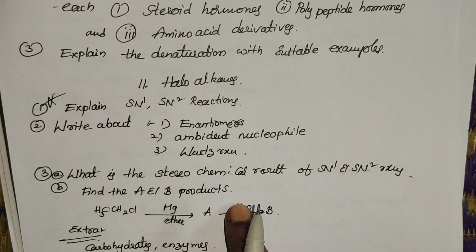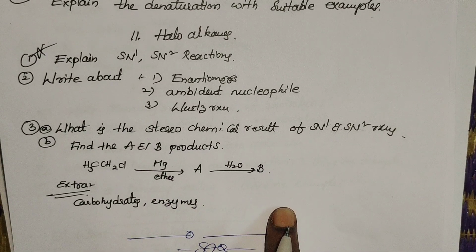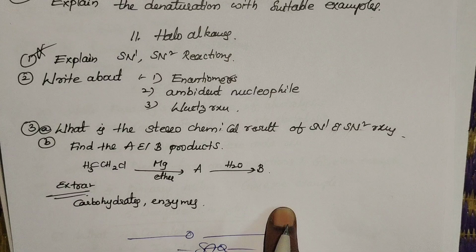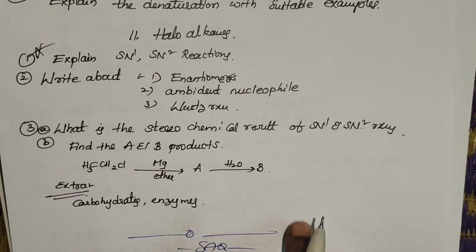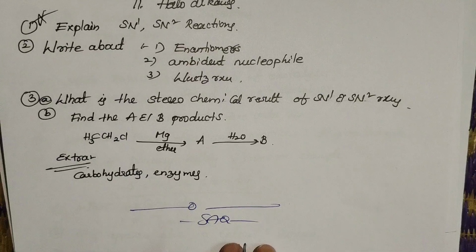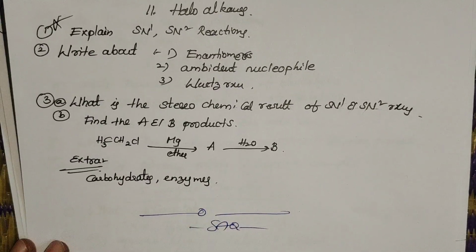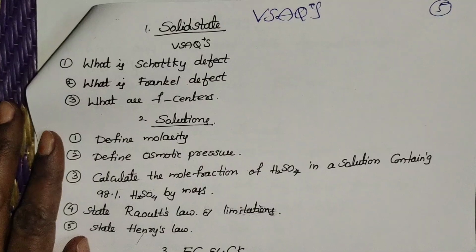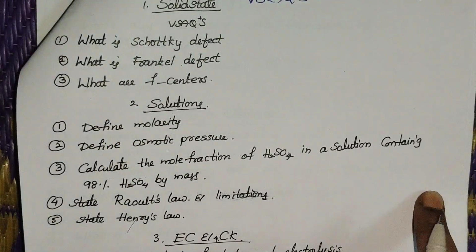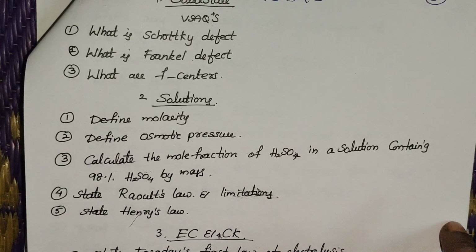Wurtz reaction is there, right? So that one also, and this conversion is also important, you have to check this. Ethyl chloride in the presence of magnesium and ether will give A, and in the presence of water it will give B. What is that? If you want to learn more questions from the biomolecules, you may learn carbohydrates and enzyme definitions also. This is about SAQs.